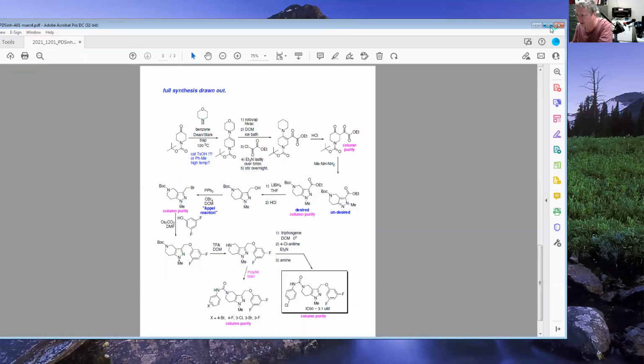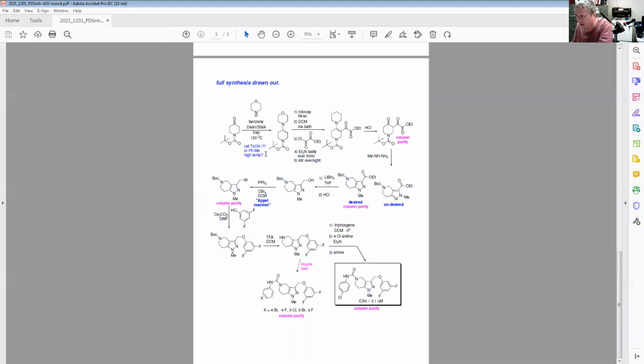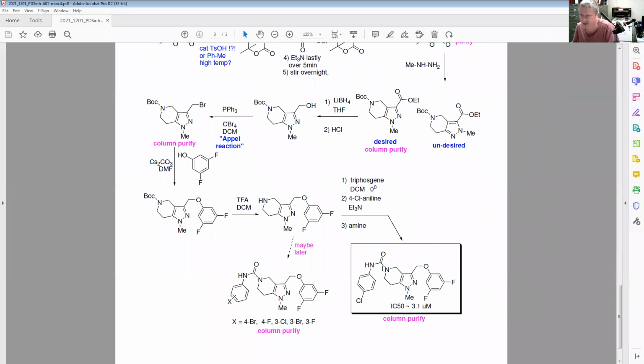So I did this full synthesis. It's a whole series of organic reactions to build a complicated molecule that is at the bottom here, which is an inhibitor of a protein that I'm interested in. And a lot of these reactions you can actually understand by the end of this course. But yeah, it's a pretty complicated multi-step process.